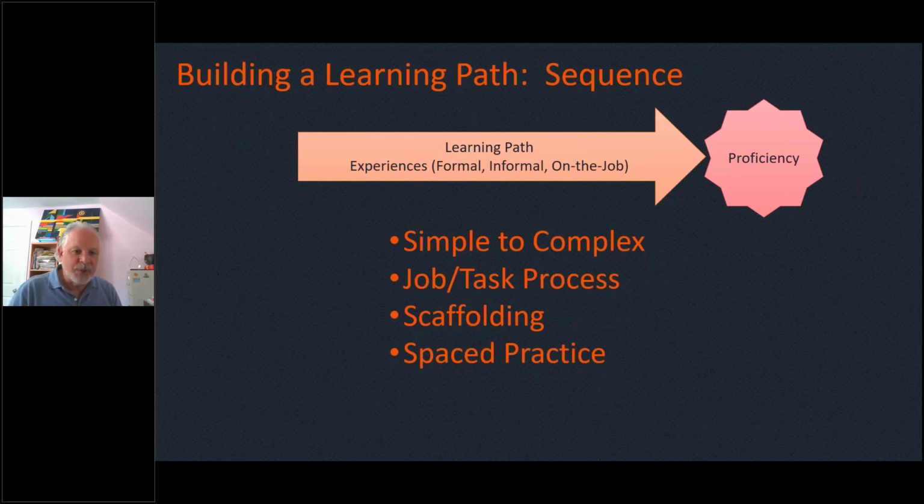Not only that, what's really interesting is that more recent research shows that interleaved practice, practicing one thing and then switching to something else and then switching back to that thing, actually improves learning. Very, very interesting.